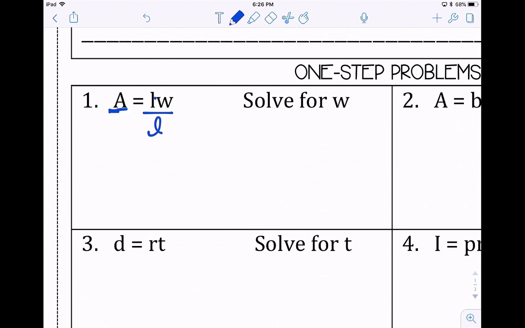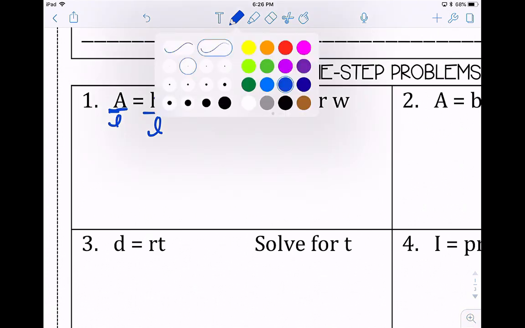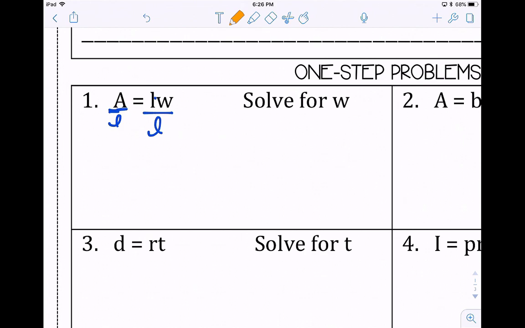What I do on one side of the equation, I'm going to do on the other side. When I do that, the lengths cancel over here, because anything divided by itself is 1. So those cancel out and would just leave us with W equals area divided by length. At this point, we have isolated the W, and that's all we have to do.